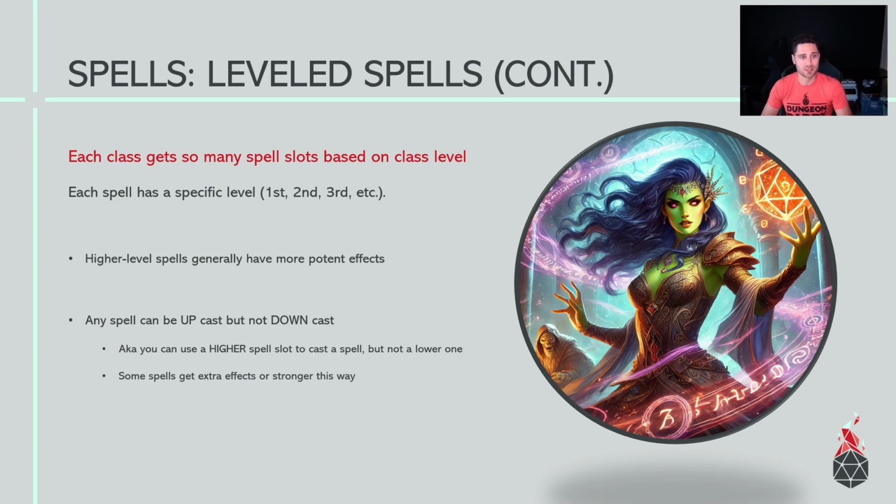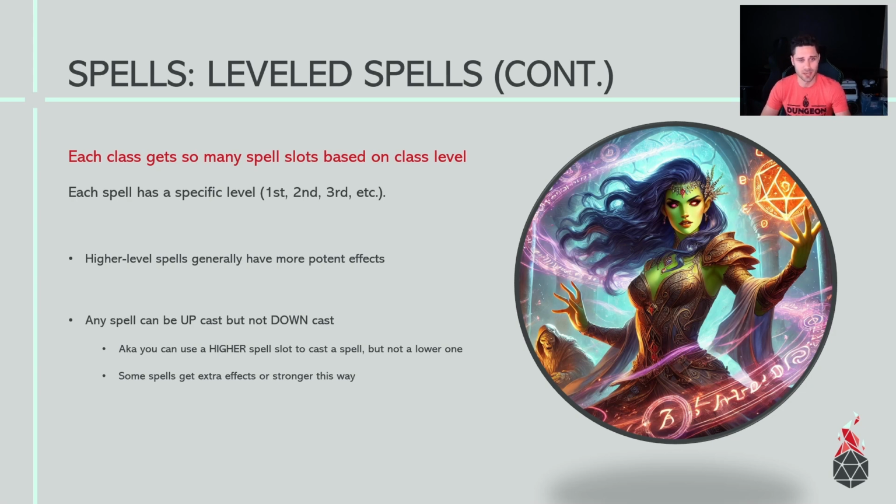Each class gets so many spell slots based on your class level. The Player's Handbook will go over this, or D&D Beyond, whatever you're using for your character sheets. It's going to tell you how many you have at each level. Each spell has a specific level. Again, cantrips count as level 0. They will tell you they are a cantrip. Every other spell will tell you the level that it is.